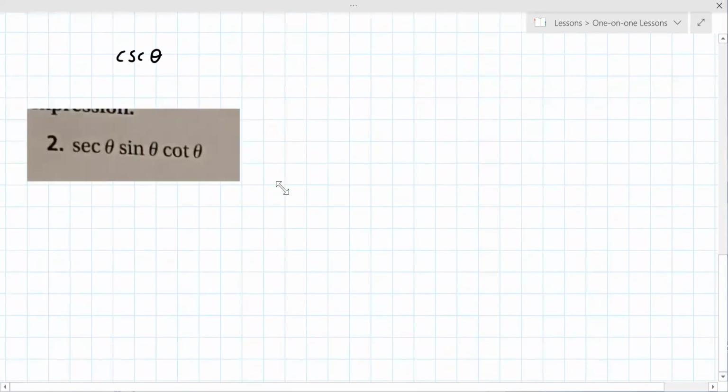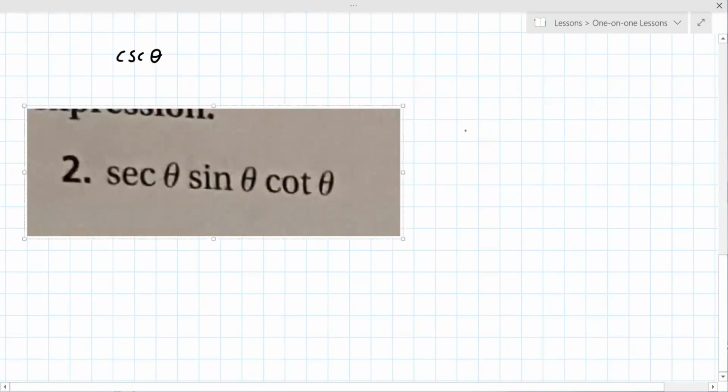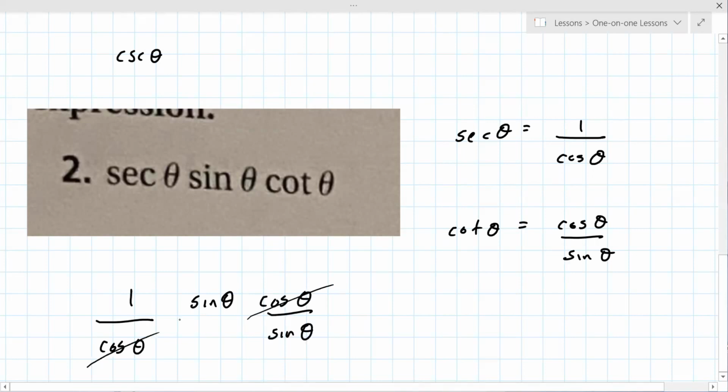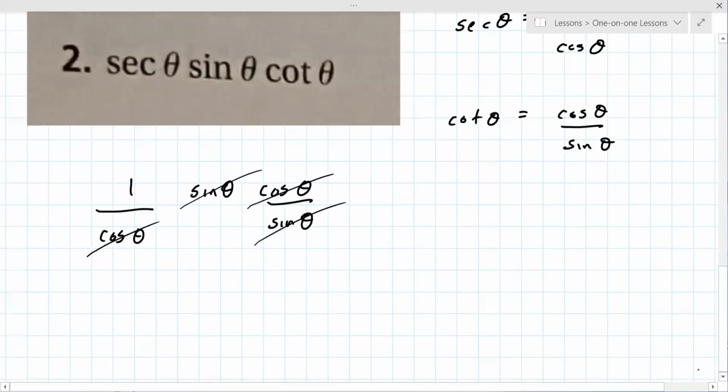We may apply the same strategy. In fact, we will. You're going to rewrite, for example, secant theta as 1 over cosine theta. We already talked about cotangent theta. It's cosine theta over sine theta. So the general strategy here is to rewrite in terms of sine and cosine. So 1 over cosine theta, sine theta up top, cosine theta over sine theta. And maybe you see that that cosine cancels that cosine, that sine cancels that sine. What are you left with? Just the 1. That's your final answer on that one.